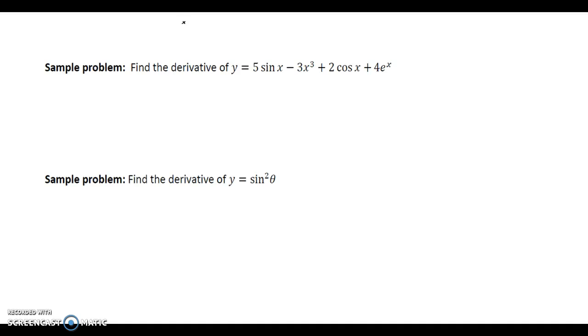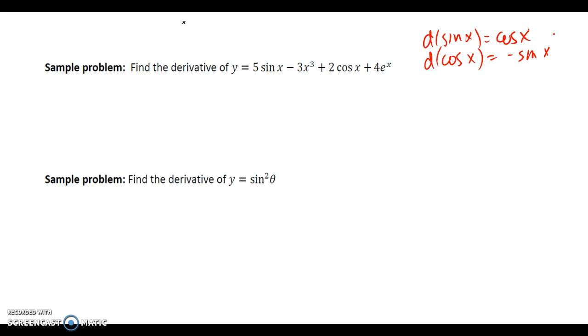All right, in this video we are going to talk about the trig functions. Things we do know right off the bat are the derivative of sine x equals cosine x, right? And the derivative of cosine x equals negative sine x.